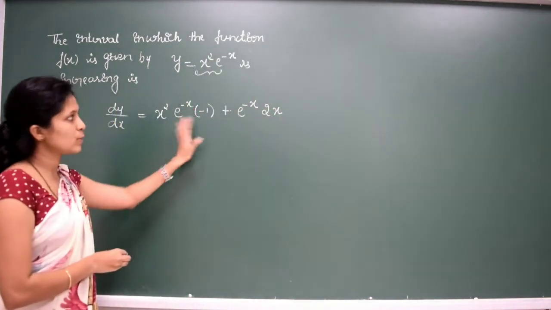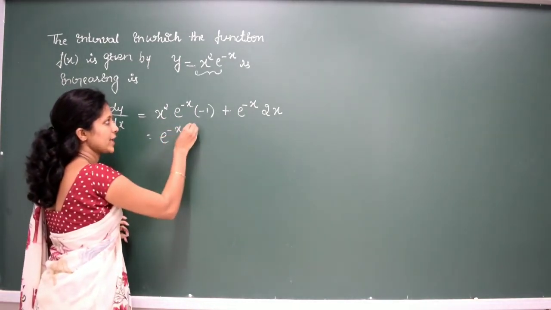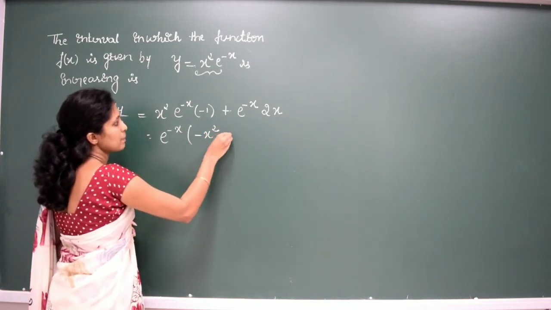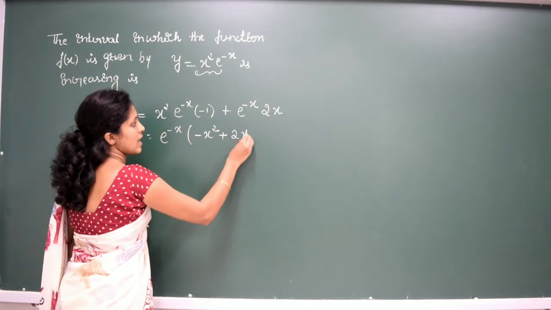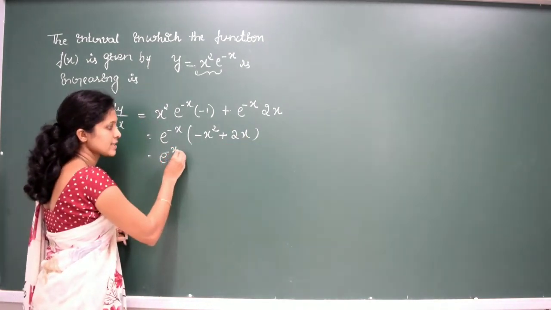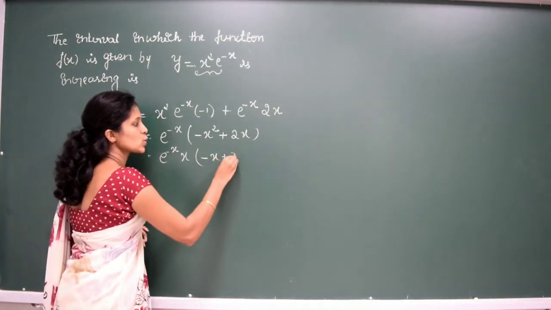So now here in both, e to the power minus x is common. We'll take x e to the power minus x out. If I take it out, what is remaining here? Minus x square, right? Plus 2x. And again here x is also common, is it? So we can take out e to the power minus x into x is common. What is remaining? Minus x plus 2.